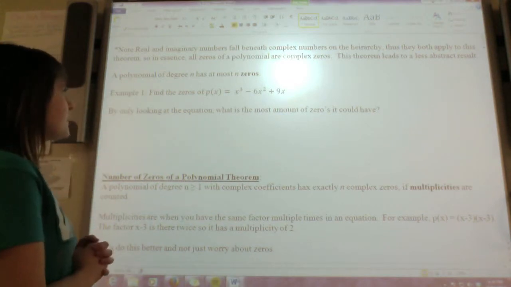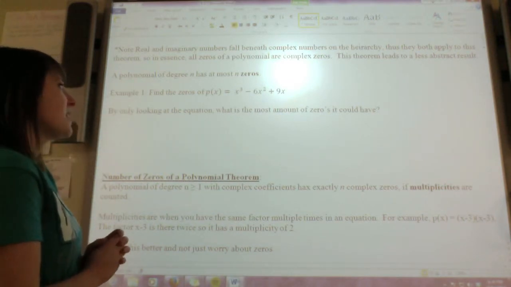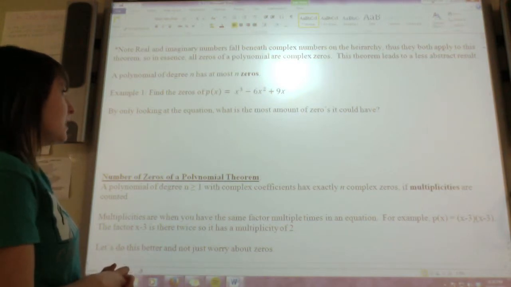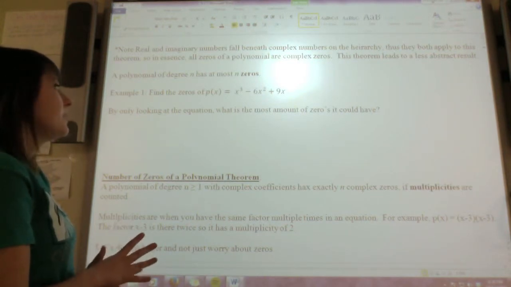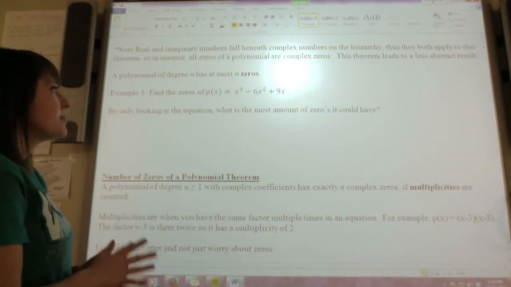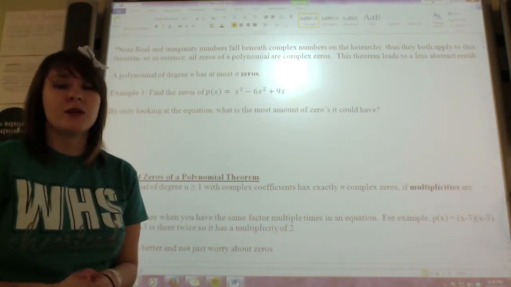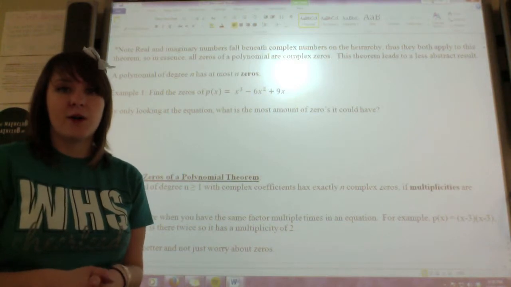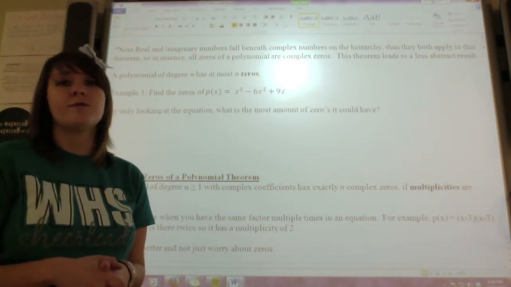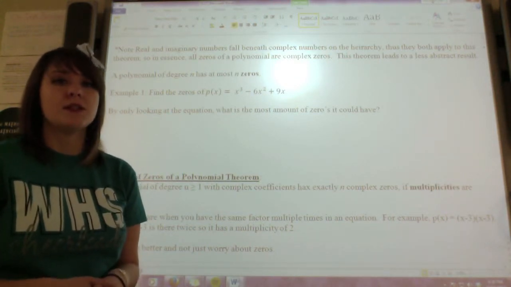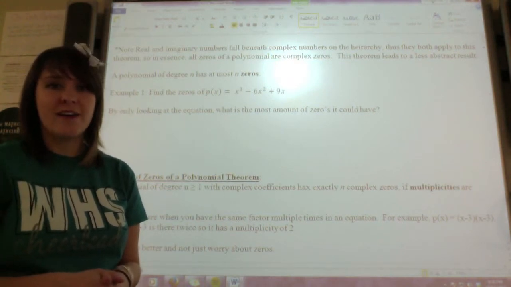So example 1, let's find the zeros of p of x equals x cubed minus 6x squared plus 9x. By only looking at the equation, what is the most amount of zeros it could have? Well, looking at this equation here, I see that the highest power is 3, or the degree of the function is 3. So that means that the most zeros that I could have is 3.